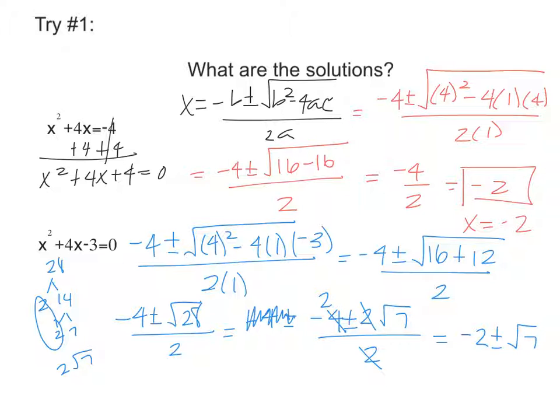And remember, you can break those up into 2 separate answers. So that's negative 2 plus the square root of 7 or negative 2 minus the square root of 7 as our final answer.